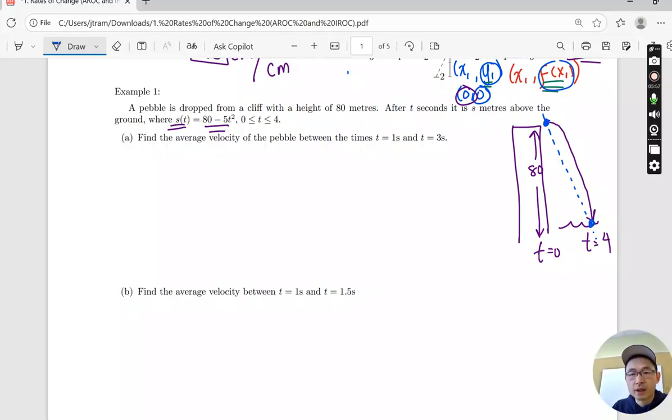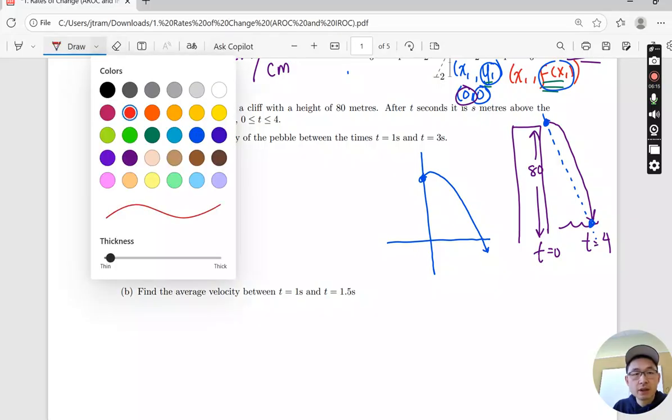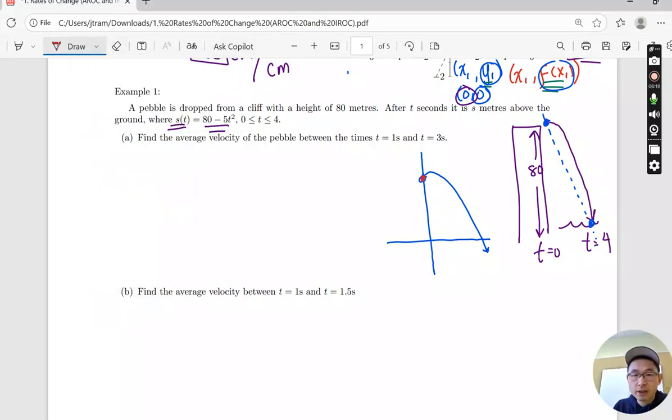So now, let me just draw a cleaner parabola. Again, it doesn't have to be a perfect parabola. This is just a really rough drawing. But I do know I want to find the average rate of change between this point and this point. So up here we'll have an x value of 0 because that's at time 0. And that's an x value of 4 because that's at time 4.